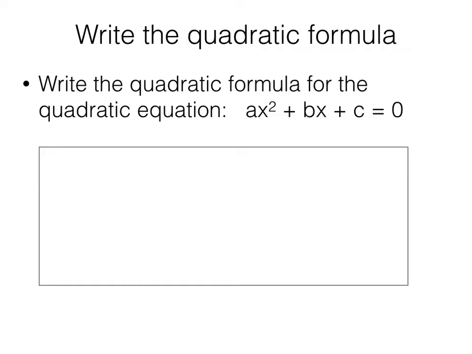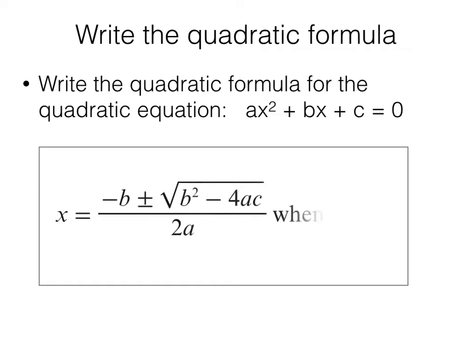Often there will be two solutions. In some cases there'll be one, in other cases no solutions. The quadratic formula is x equals negative b plus or minus the square root of b squared minus 4ac, all over 2a. So we'll get some practice using this formula.